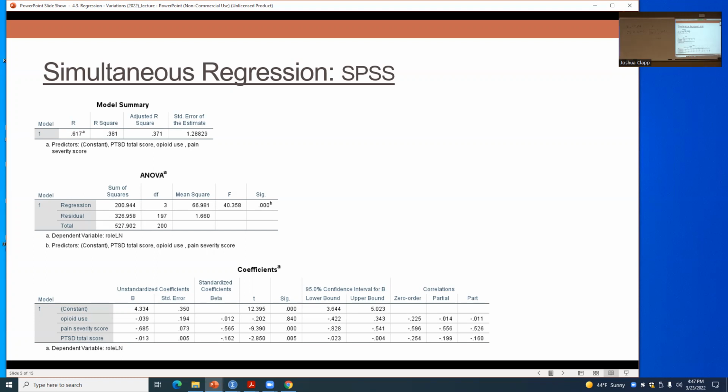Questions about interpretation of the model, what's happening with this? Yeah.